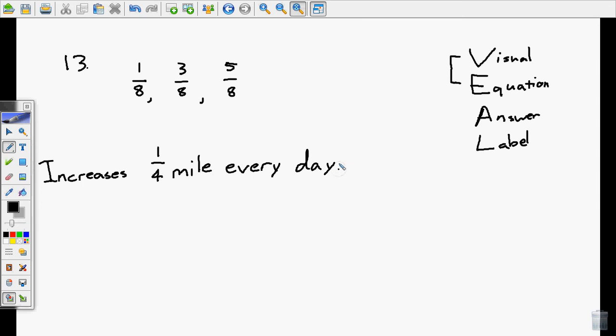The second part says, if the pattern continues, how many miles will Kendra hike on day 7? So here I am, I've got day 1, day 2, day 3. And so the question's asking me what's going to happen day 4, 5, 6, 7. What's going to happen here on this day? Okay, so I've got to picture what's going on. For the sake of what's going on, I'm going to go 1, 3, 5. I'm going to go to 7, 9, 11, and 13. And these are all 8s.